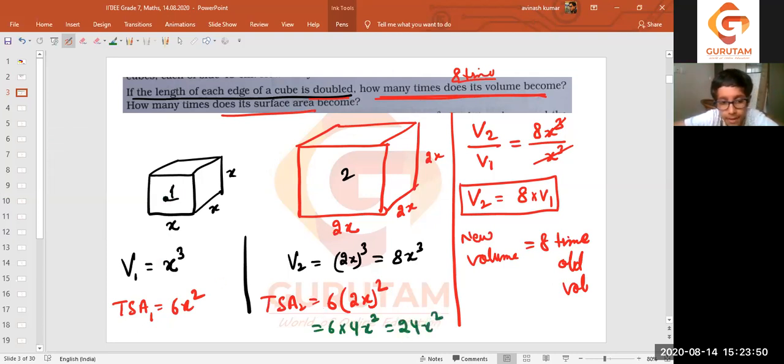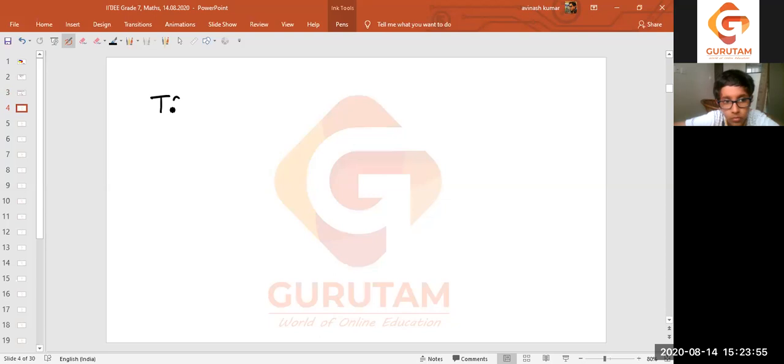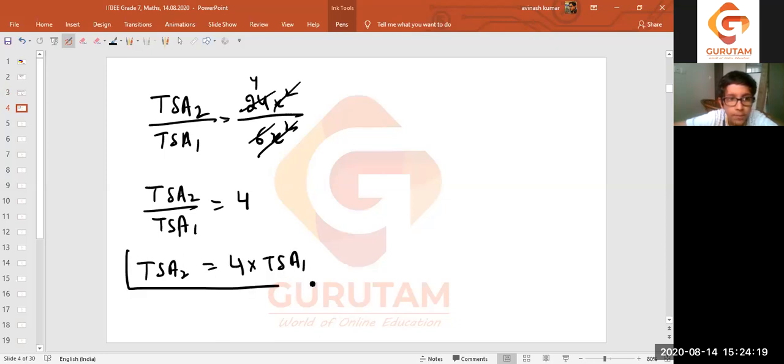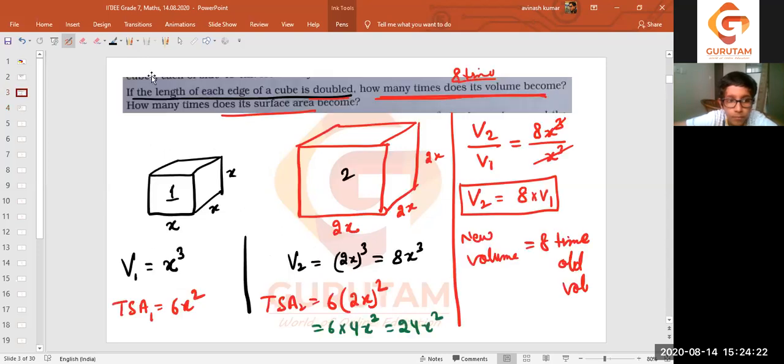Am I right? Now I will change the page here. I'm just going to write the ratio. TSA 2 by TSA 1 is 24x square divided by 6x square. This will cancel by 4. So TSA 2 is 4 times of TSA 1. So if they ask about surface area, it will increase by 4 times.